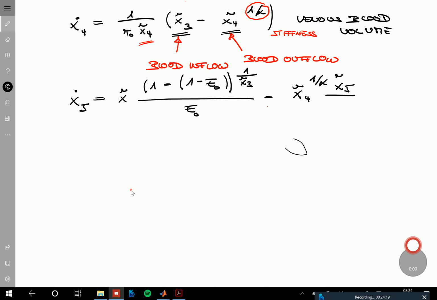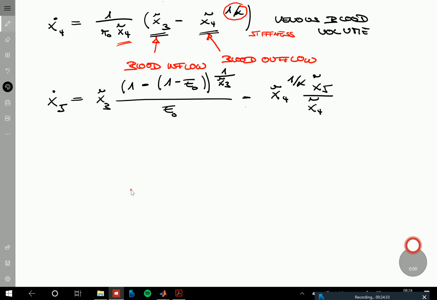So tilde still means exponentiation, so that it always enters these things positively. Oops, there's something missing. So here now the deoxyhemoglobin concentration is affected by the blood flow. So the rate of change of the deoxyhemoglobin is affected by the blood flow in some way that looked fairly interesting.